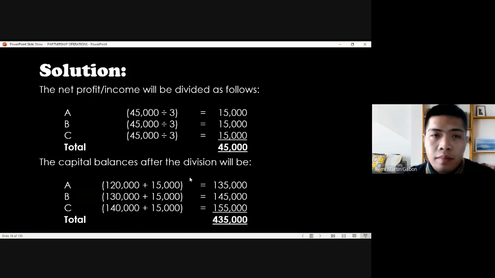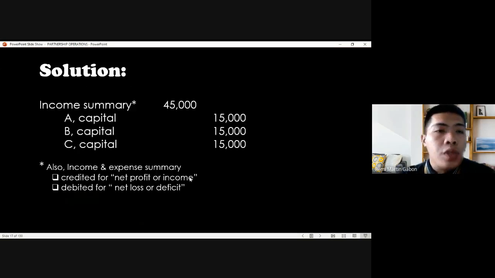So our journal entry. Since it is a profit, I hope you have encountered the account income summary, or income and expense summary, in your basic accounting. When preparing the income statement, we actually use a summary account, which is the income and expense account, thereby closing everything in that account: expenses, losses, revenues, and gains.